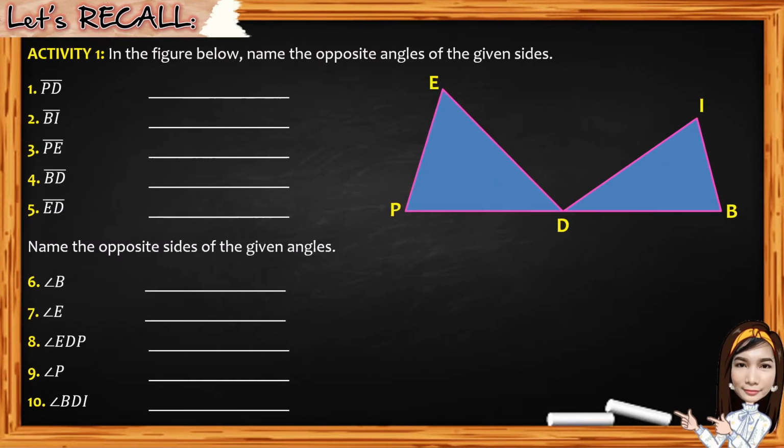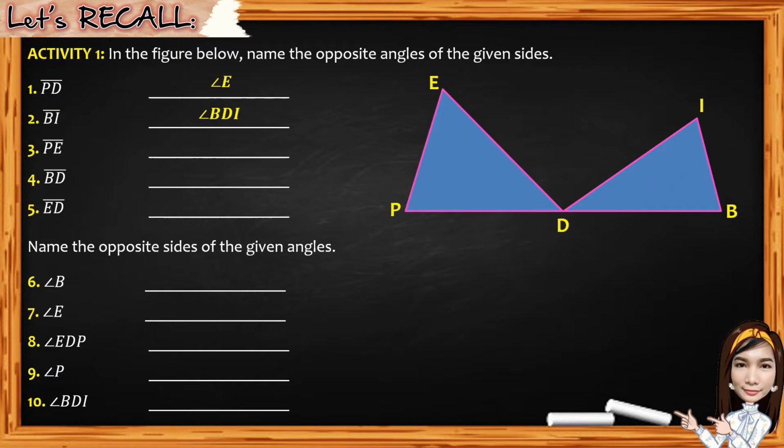Now, before we proceed, let's have a recall. For activity 1, in the figure below, name the opposite angles of the given sides. First, we have line segment PD. The opposite angle is angle E. For number 2, line segment BI, the opposite angle is angle BDI. So as you can see, it should be a 3-letter name because point D forms two angles and they share a common vertex. So it should be angle BDI.